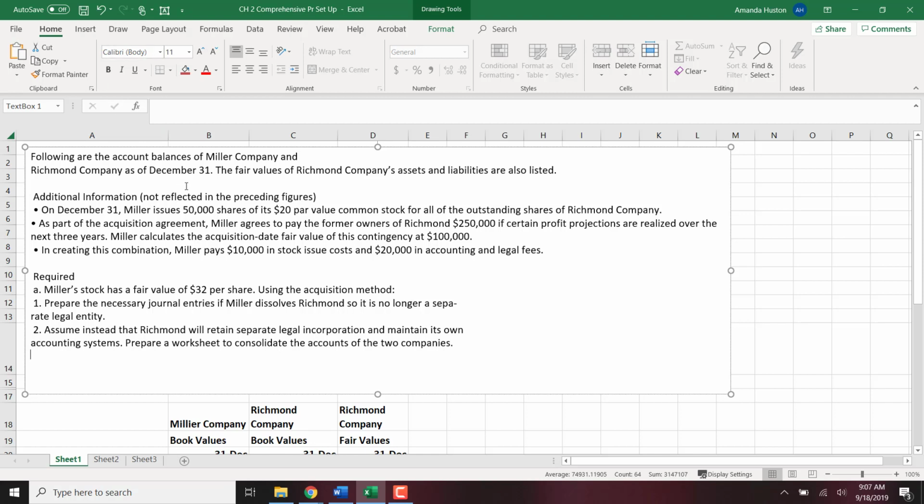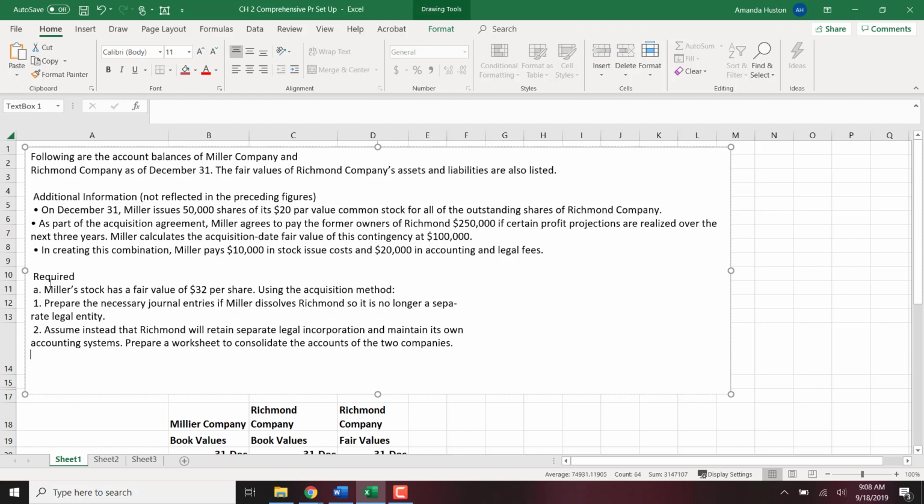As part of the acquisition agreement, Miller agrees to pay the former owners of Richmond $250,000 if certain projections are realized over the next 3 years. Miller calculates this acquisition date fair value of this contingency at $100,000. In creating this combination, Miller also pays $10,000 in stock issuance costs and $20,000 in accounting and legal fees.